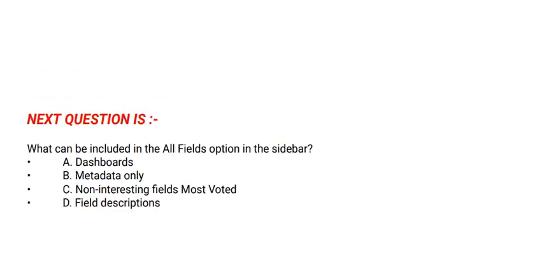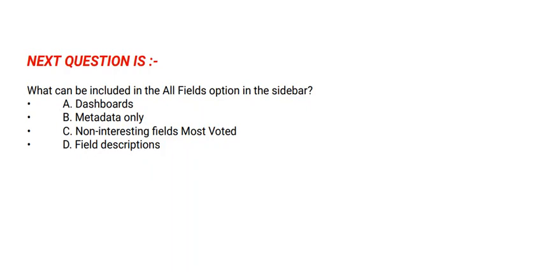Next question is, what can be included in the all fields option in the sidebar? Options are, option A, dashboards. Option B, metadata only. Option C, non-interesting fields. And option D, field descriptions. The correct option is option C.